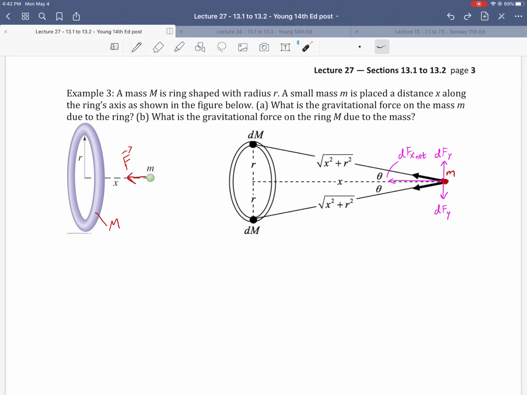So let's think about it. We've got some mass element of the ring up here, dm. We have another one down here. Those two on either far end would be a distance of the square root of x squared plus r squared because of the triangle that's made here. Okay, that makes sense. We could think of ones that are like this that would also be distributed in the same way. Okay, but here's the thing.